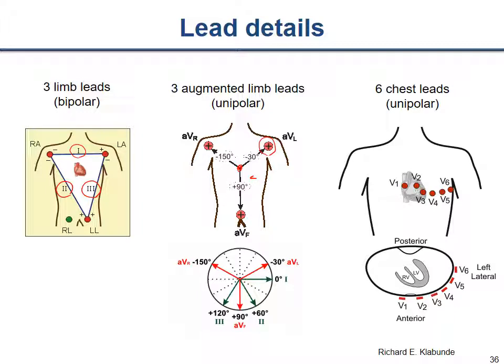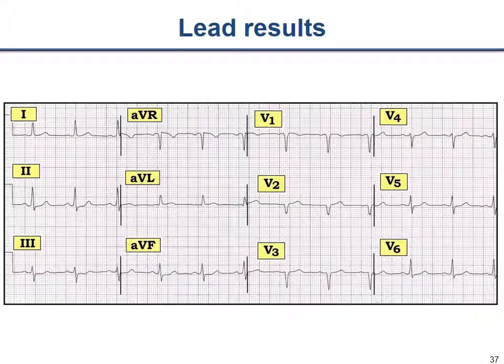And then we also have our chest leads. These are our 6 chest leads. They're placed in very specific regions. We call them V1, V2, V3, V4, V5, and V6. They're placed at very specific regions around the surface of the chest here. And so we have 3 limb leads, 3 augmented limb leads, and 6 chest leads. And so that does sum up to 12.